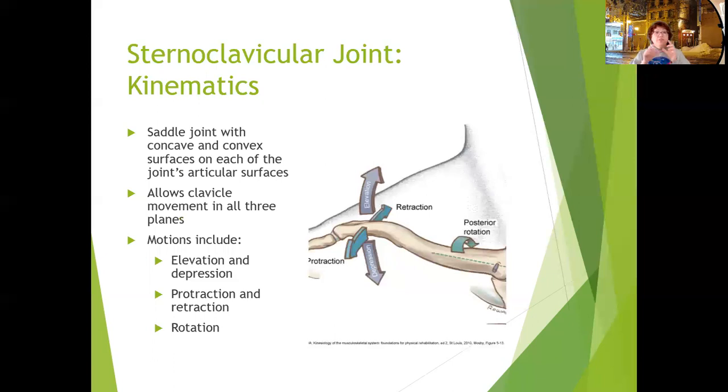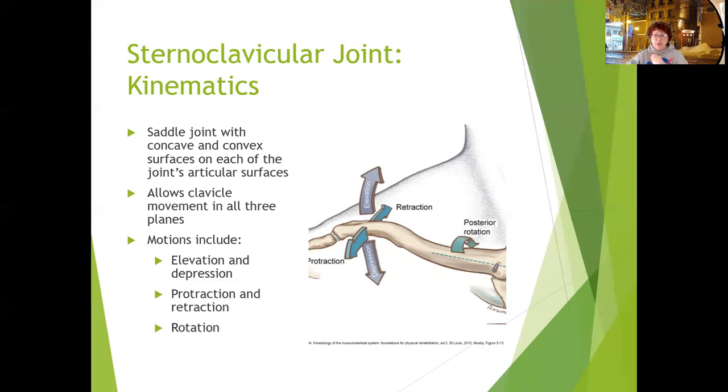Elevation and depression, protraction, retraction, and axial rotation. So when you elevate your arm, and when I say shoulder elevation or upper extremity elevation, that includes shoulder flexion, shoulder abduction, and scaption, which is in between those two in a plane that's even with the scapula. It's not one of the cardinal planes, it's an oblique plane. So whenever you elevate your arm, the clavicle has to rotate posteriorly to support that motion.